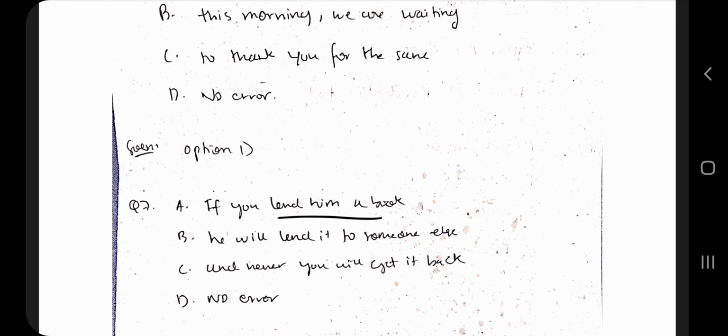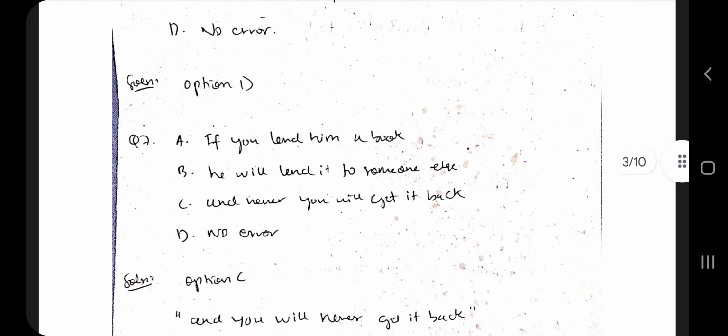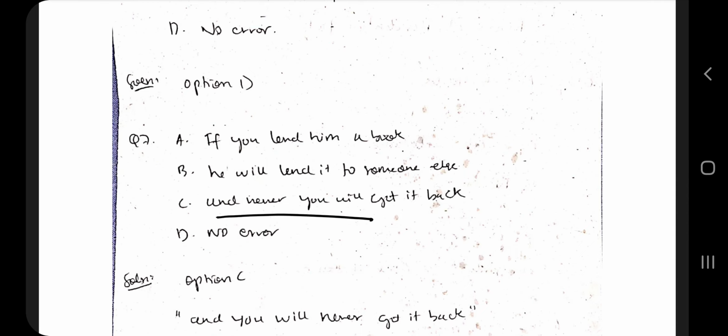If you lend him a book, he will lend it to someone else, and never you will get it back. Here the error is in C, because while reading this, the grammatical structure of this sentence was not correct. Instead of that, it will be, and you will never get it back.